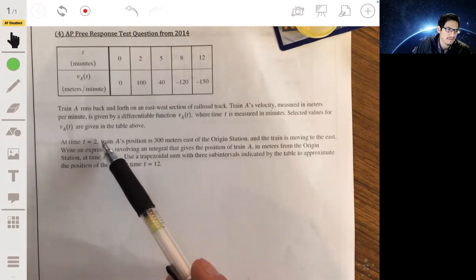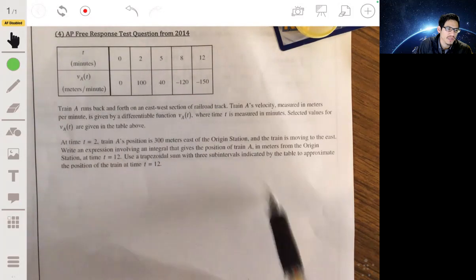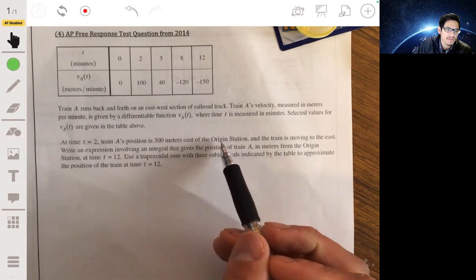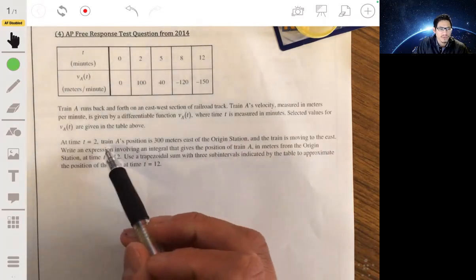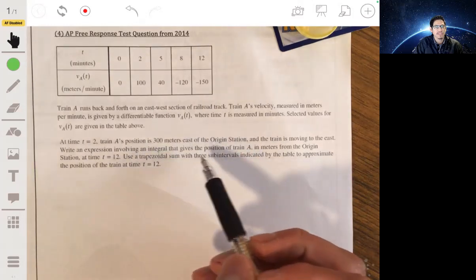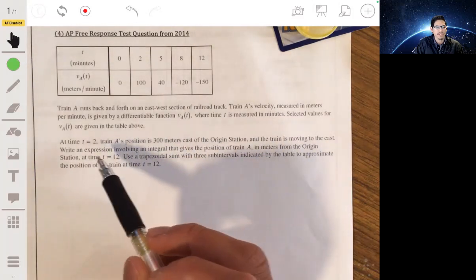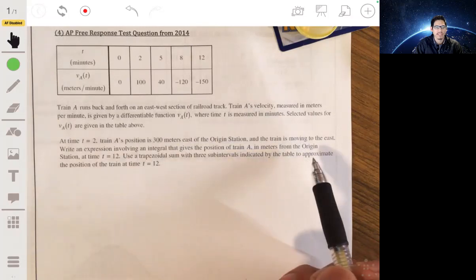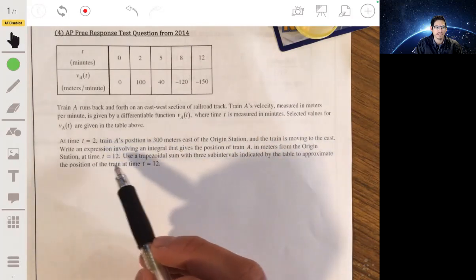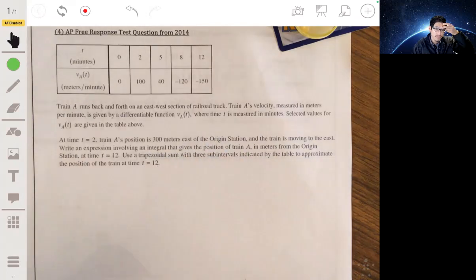At time t equals 2, train A's position is 300 meters east of the origin station, and the train is moving to the east. Write an expression involving an integral that gives the position of train A in meters from the origin station at time t equals 12. Use a trapezoidal sum with 3 subintervals indicated by the table to approximate the position of the train at time t equals 12.